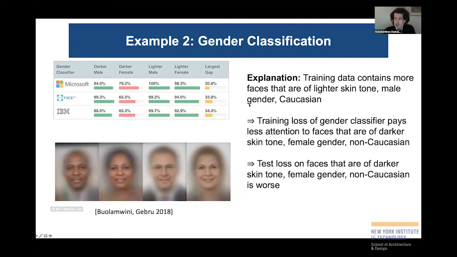And what is happening here is that the training data that these models were trained on contained a lot more light skin Caucasian male subjects. As a result, the model didn't have enough data on the subpopulations that it hadn't observed a lot, and it didn't pay enough attention, so its predictions were not reliable.